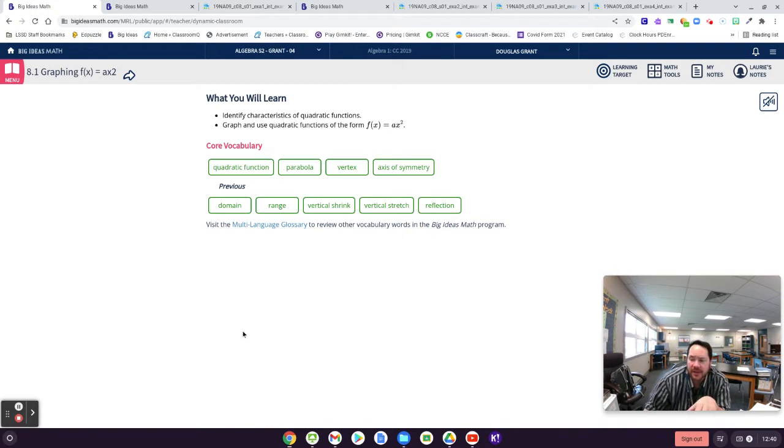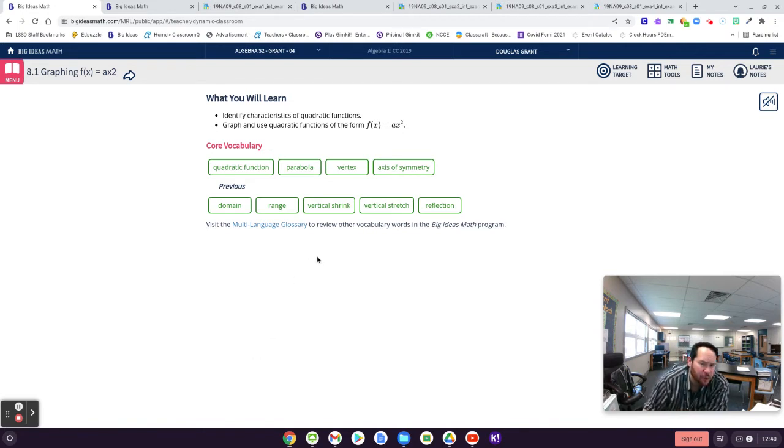So quadratic functions are what we've been dealing with. It's anytime you have x squared, it's going to make a quadratic function. And when you graph it, it makes a little U shape, which is called a parabola. The bottom or the top of that parabola is called the vertex. And then there's an axis of symmetry that goes right through the vertex. It's the point where you could fold the parabola over and it would match up.